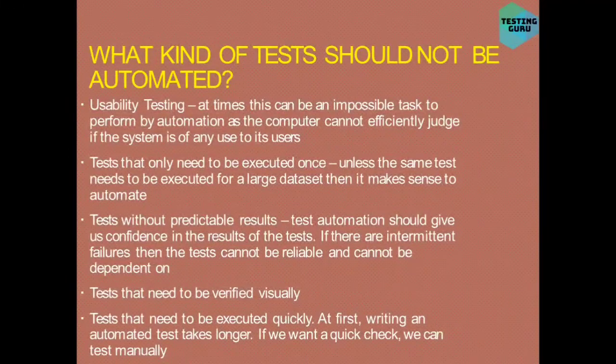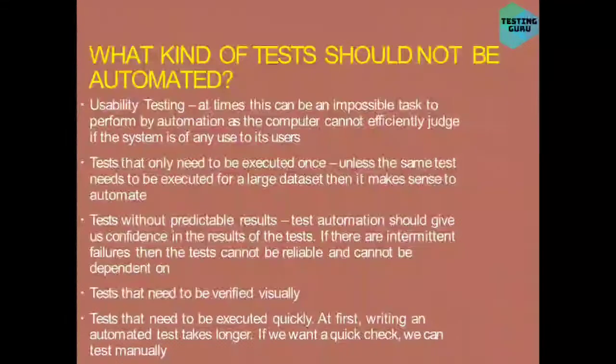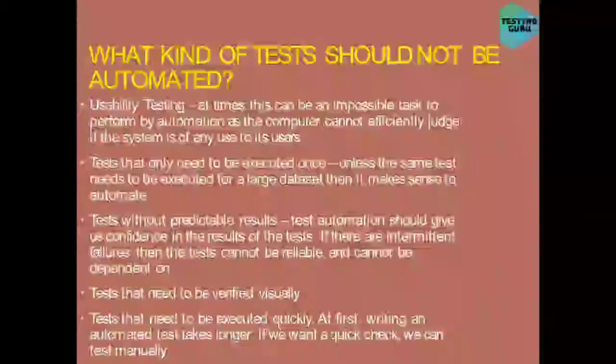Unless the same test needs to be executed for a large data set, then it makes sense to automate it. Then, tests without predictable results. Test automation should give us confidence in the result of the test. If there are intermittent failures, then the test can't be reliable and cannot be depended on.